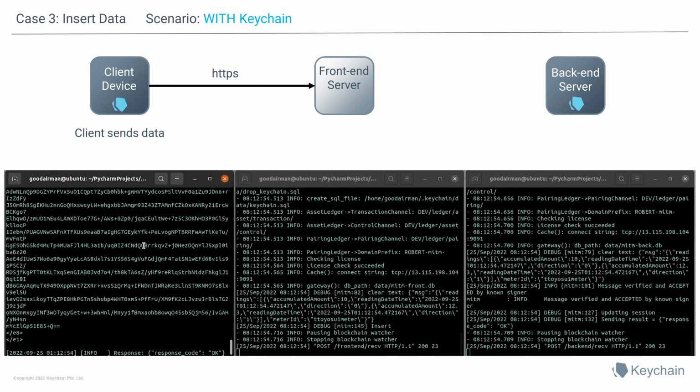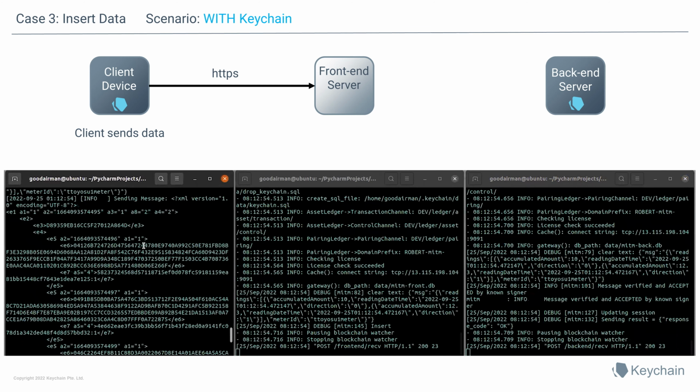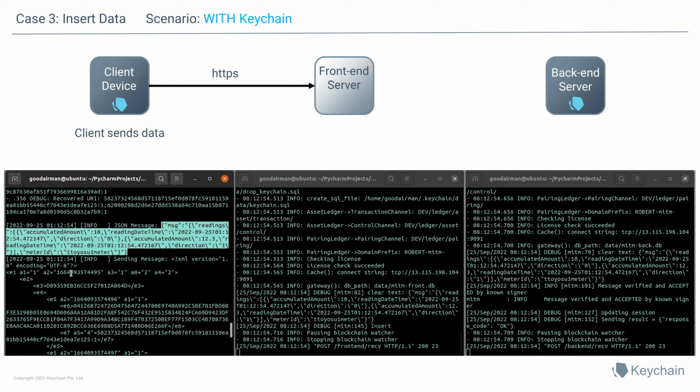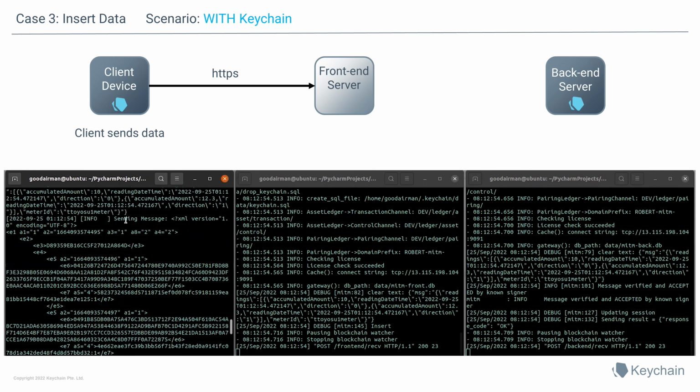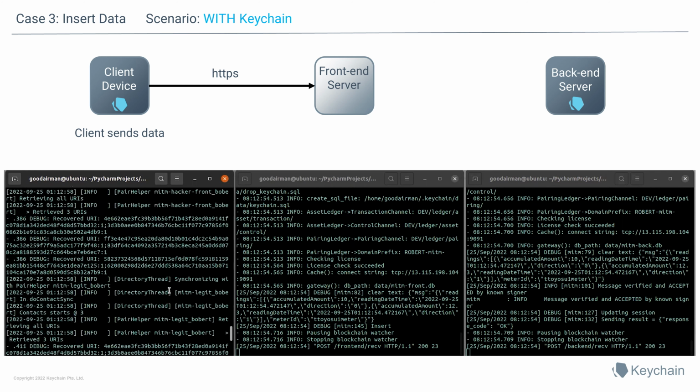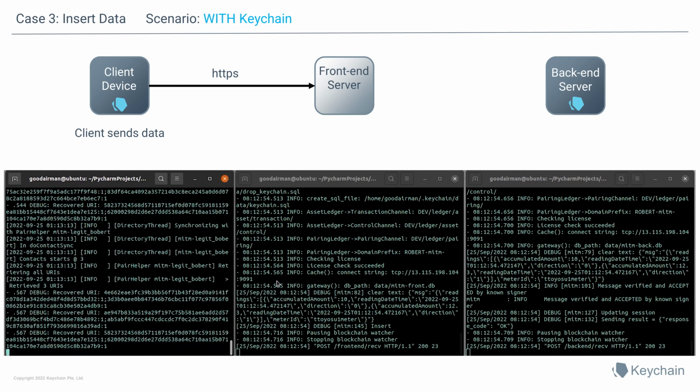This is the signed and encrypted message that the client has sent, which is a message it created, and then it signed and encrypted the message, and this is it here, the beginning of it. And this is what it sent to the front-end server. So the front-end server has received the message and has decrypted the message.